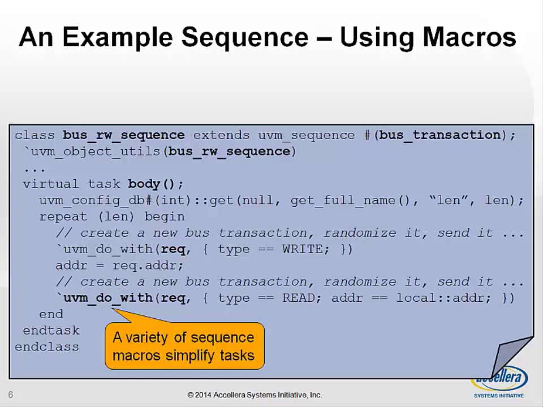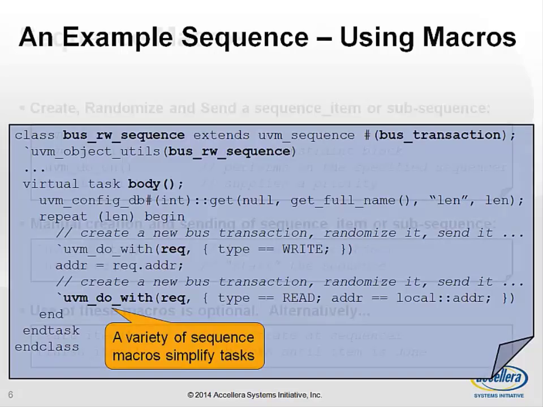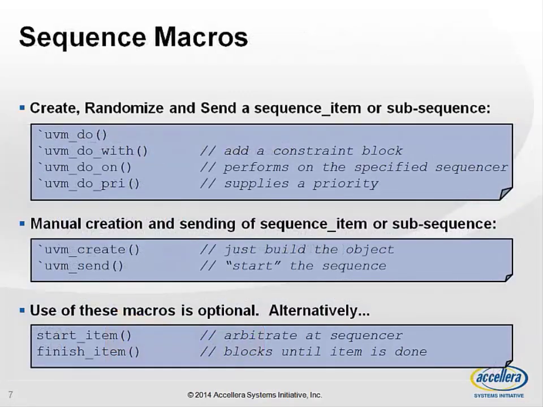Once the write is finished, the next line just pulls the random address that was used, and then I have another UVM do with that provides that address. So now I'm randomizing, choosing a read to the address that I just wrote to. So the macros hide some of this start item, finish item. There's a number of these macros. The UVM do is sort of the most basic: just build, randomize, and send a transaction.